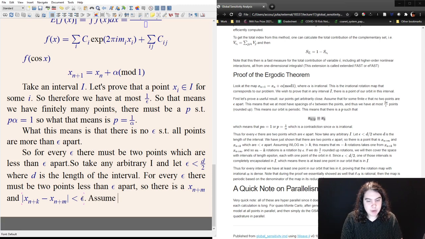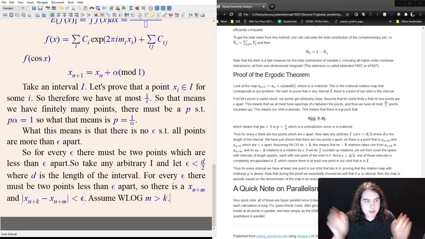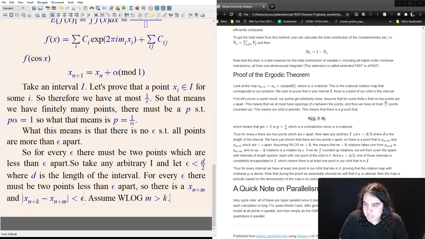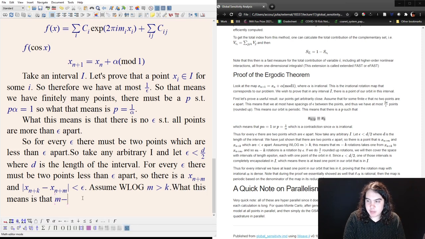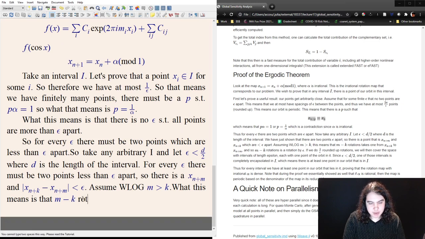So assume without loss of generality that m is greater than k. It just makes the proof a little bit easier, but you can always redefine your point such that one would be the other. So without loss of generality, let's make this assumption. So what this means is that m minus k rotations, right? So if we have a point here and then we have a point here, then if we changed our initial condition to this point and then did m minus k iterations, we would end up at this point, right?